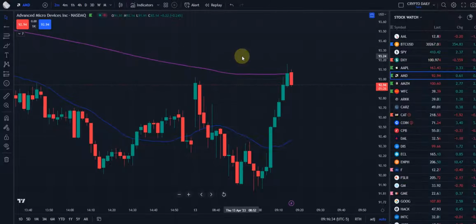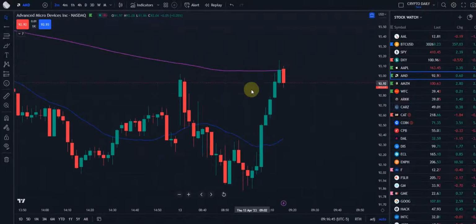Looking at the 2-minute chart for AMD, Advanced Micro Devices. We wanted to take a short here off the 200, and it doesn't count unless you get it on video. So we're waiting for maybe a little pullback retest up here. Oh man, just didn't get it all hooked up at the right time.